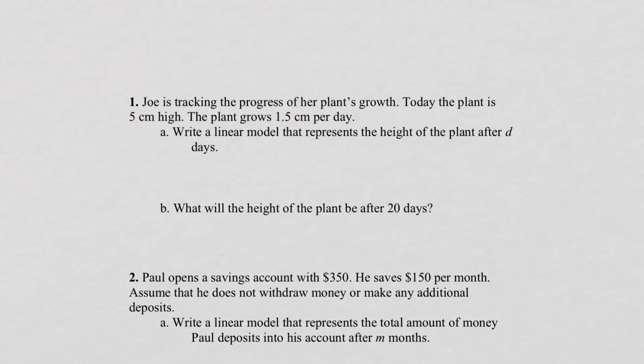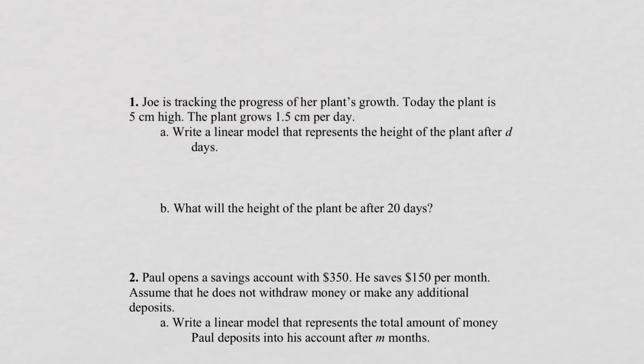Jo is tracking the progress of her plant's growth. Today, the plant is 5 centimeters high. The plant grows at 1.5 centimeters per day. It says write a linear model that represents the height of the plant after D days.